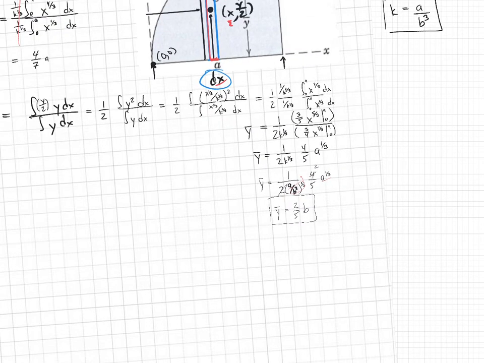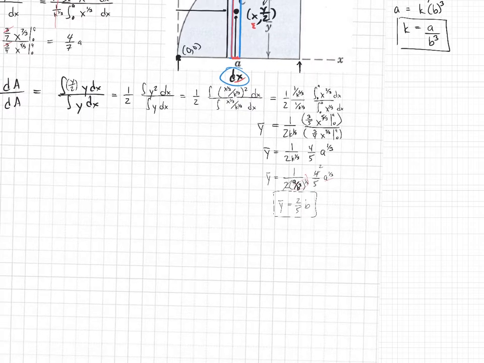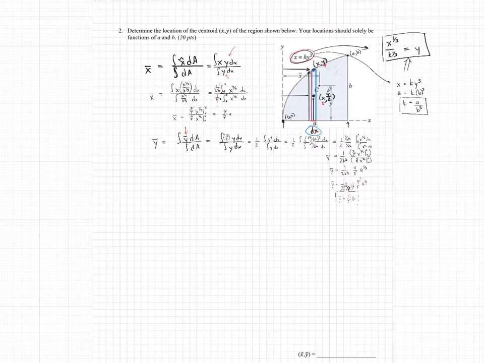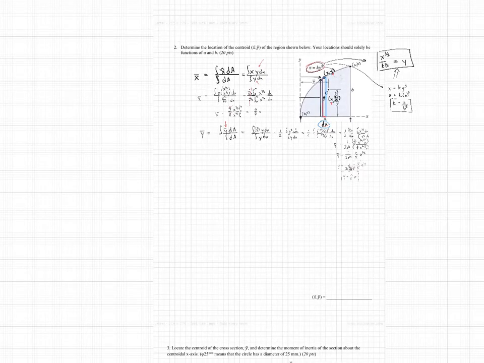Okay, so I think, there's our answer. So 4/7 of A and 2/5 B.